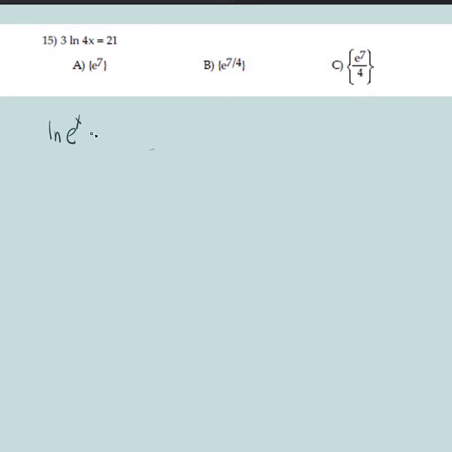is e to the x, because natural log of e to the x is equal to x. Check the formula sheets and all the rules in the chapter. Then also e to the natural log of x is equal to x. That means that e and natural logs are inverse functions.